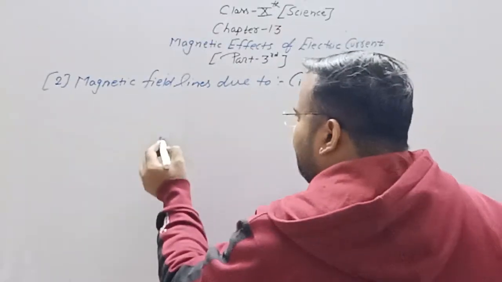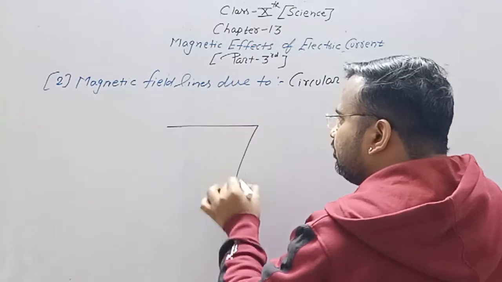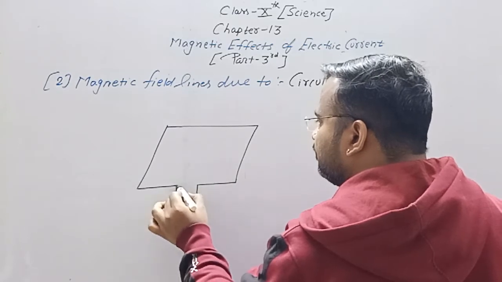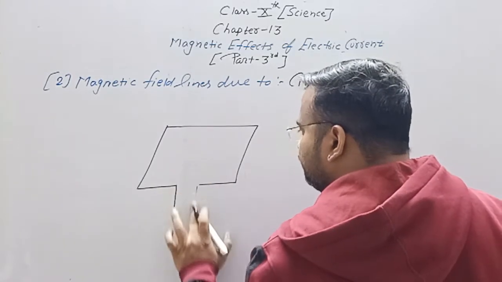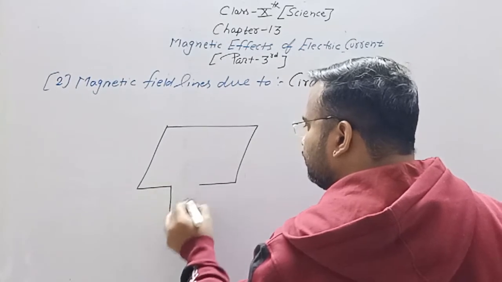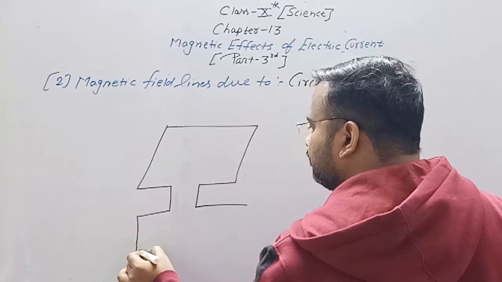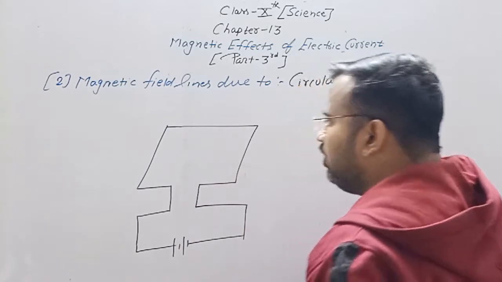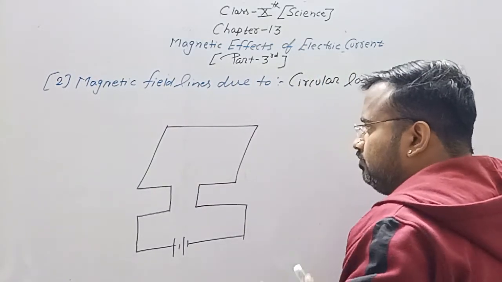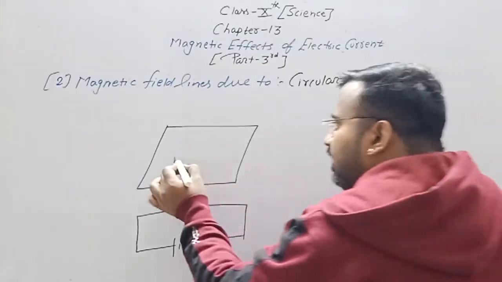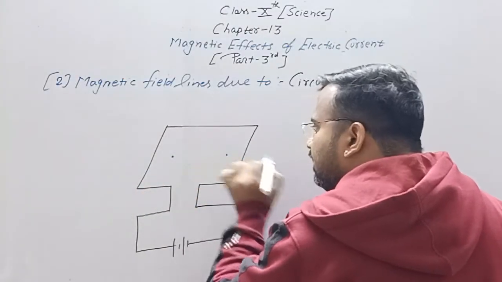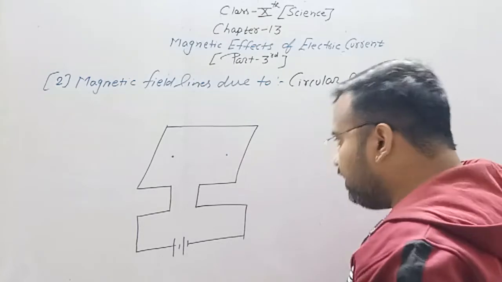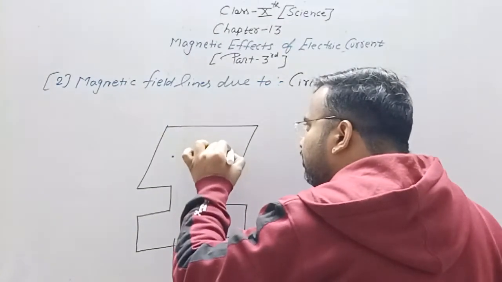Now we'll say, suppose we make two holes in the cardboard and we pass one circular loop of the coil through them. Okay, suppose the loop is this way.